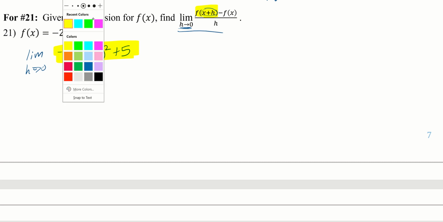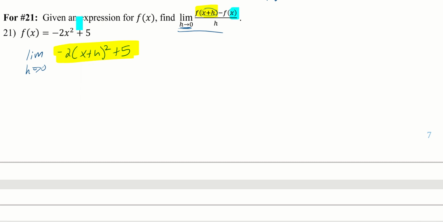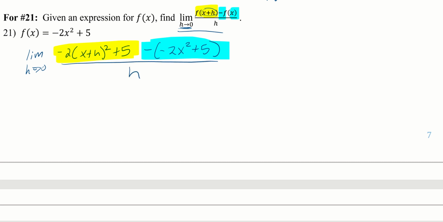Now I'm going to go back, and I'm going to do just purely minus f of x. All that means is I'm going to do minus whatever the function is. I'm not changing it at all. I'm just plugging it in. So this is the minus f of x part of it. And then the last one is we don't do anything with it. We just divide it by h. So all that divided by h. Okay, and so that's where everything comes from.